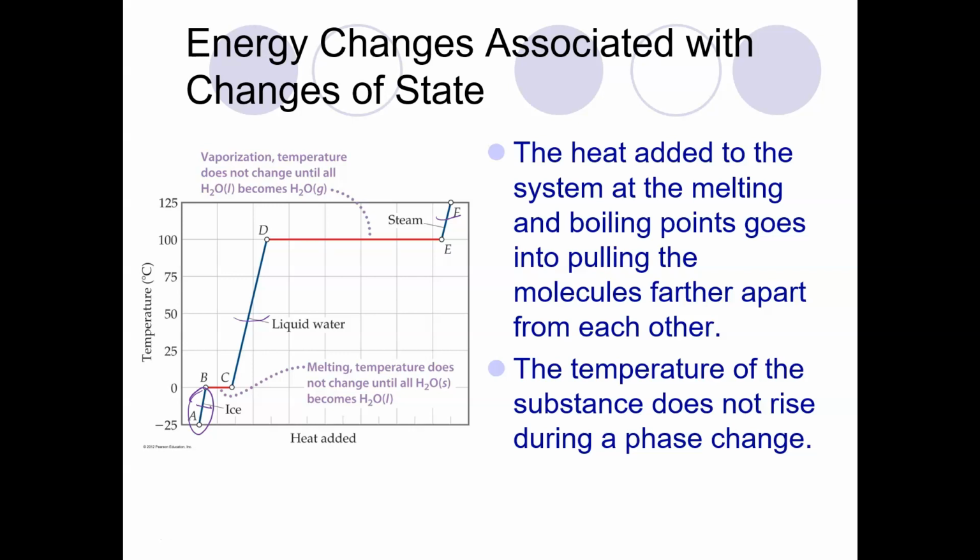It's an ice cube the whole time, so I can use the Q equals m times c times delta T equation. But then I've got to melt my ice cube. So that's the Q equals n times delta H equation. So I melted it, now it's a liquid.